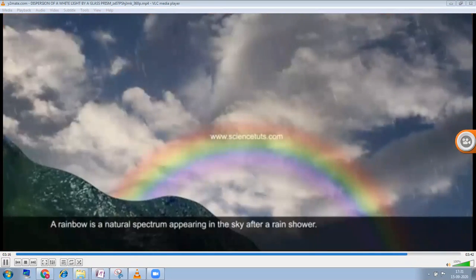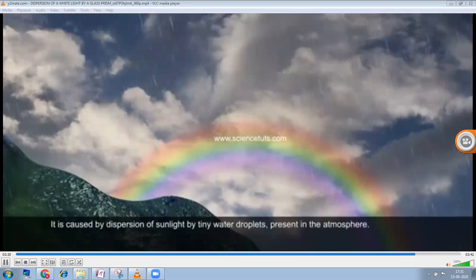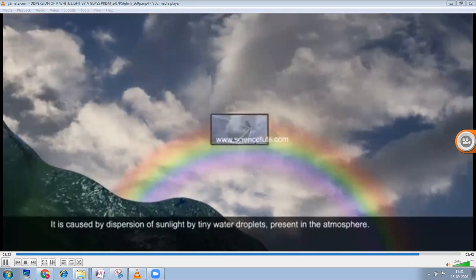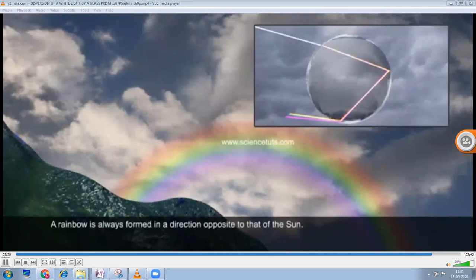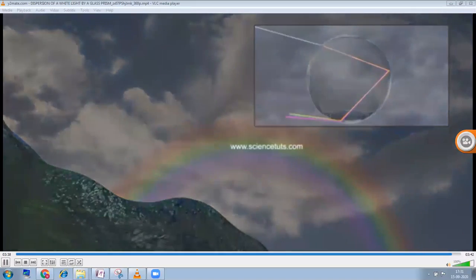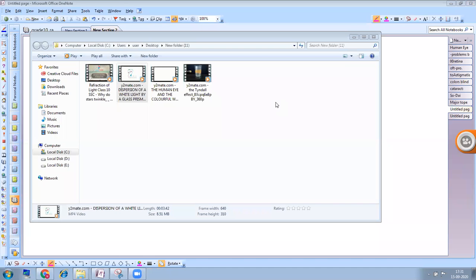A rainbow is a natural spectrum appearing in the sky after a rain shower. It is caused by dispersion of sunlight by tiny water droplets present in the atmosphere. A rainbow is always formed in a direction opposite to that of the sun. The water droplets act like small prisms. Sorry guys, I will discuss the rainbow concept in some other video.